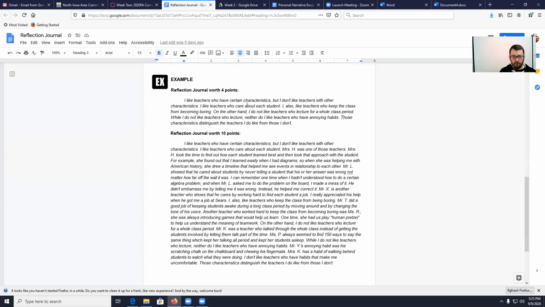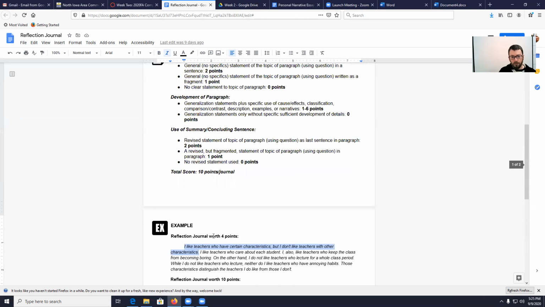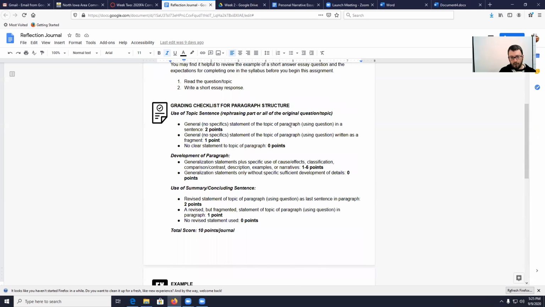Okay, so my 2 examples here. The very first example, we're going to imagine, and I'm showing you for the very first reflection journal, you're going to have to write about characteristics of teachers, things that you've liked best or least of teachers that you've had. And so here, I like teachers who have certain characteristics, but I don't like teachers with other characteristics. So it's a good thing that the student has repeated that particular question. So using the question in the topic sentence, that gives them 2 points.